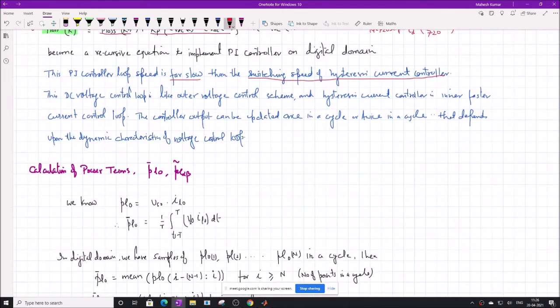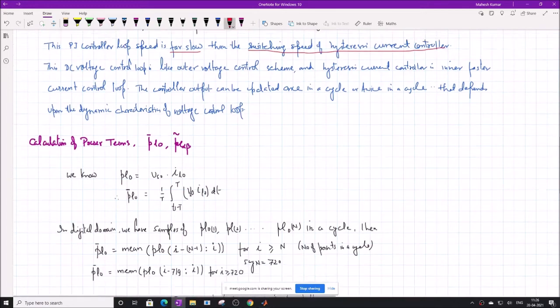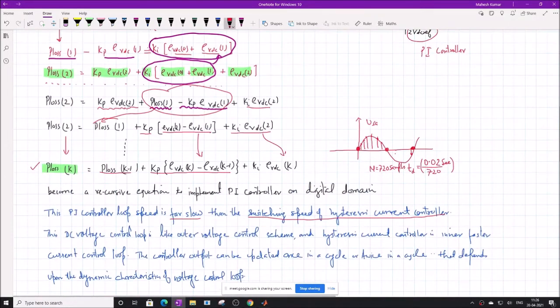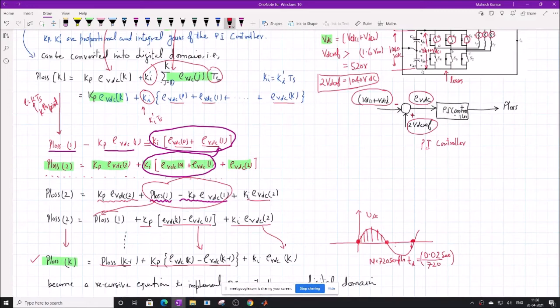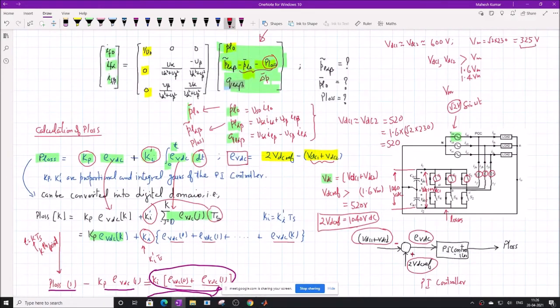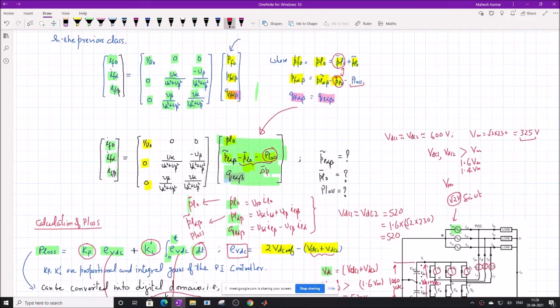The other calculations are about the PL0 and PL alpha beta, because we need to compute these currents, then we have to find out these power components. I did not mention how to compute the actual currents after the currents IF0, IF alpha, IF beta. In that case, you need to multiply these currents IF0, IF alpha, IF beta by the inverse alpha beta 0 transformation matrix to get IF A, IF B and IF C star, because they are reference values.